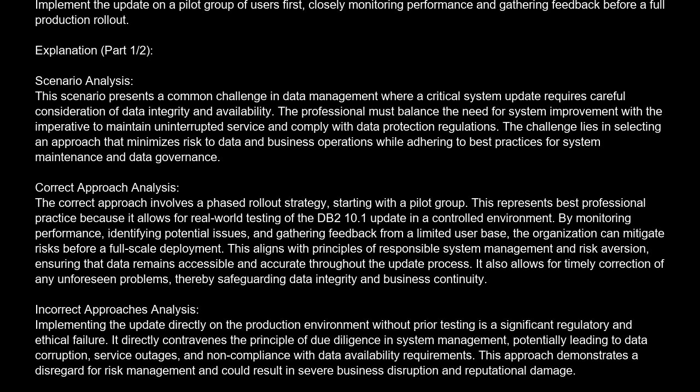Incorrect approach analysis. Implementing the update directly on the production environment without prior testing is a significant regulatory and ethical failure. It directly contravenes the principle of due diligence in system management, potentially leading to data corruption, service outages, and non-compliance with data availability requirements. This approach demonstrates a disregard for risk management and could result in severe business disruption and reputational damage.